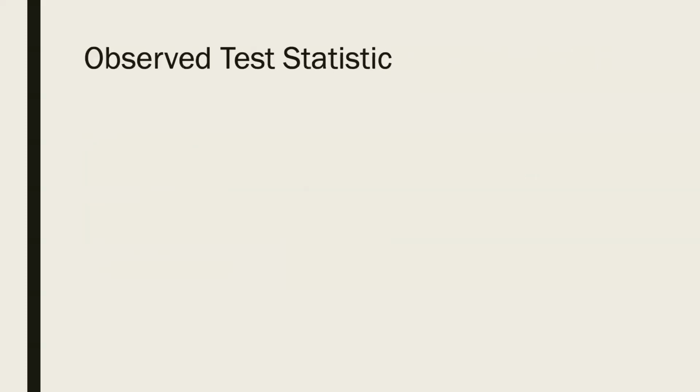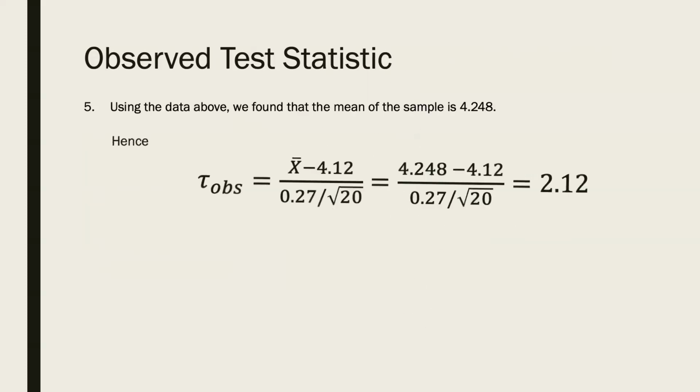And let's compute our observed test statistic. Using the data above, we find that the mean of the sample is 4.248 cm. And we plug into our formula. It's just 4.248 minus 4.12, which is what we are testing, divided by the standard deviation, which is 0.27, over the square root of our sample size, which is 20. So we will get an observed test statistic of 2.12 here.